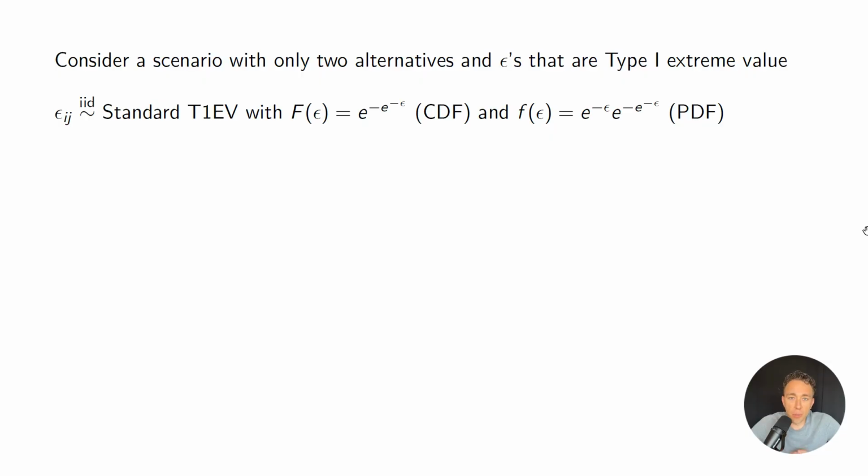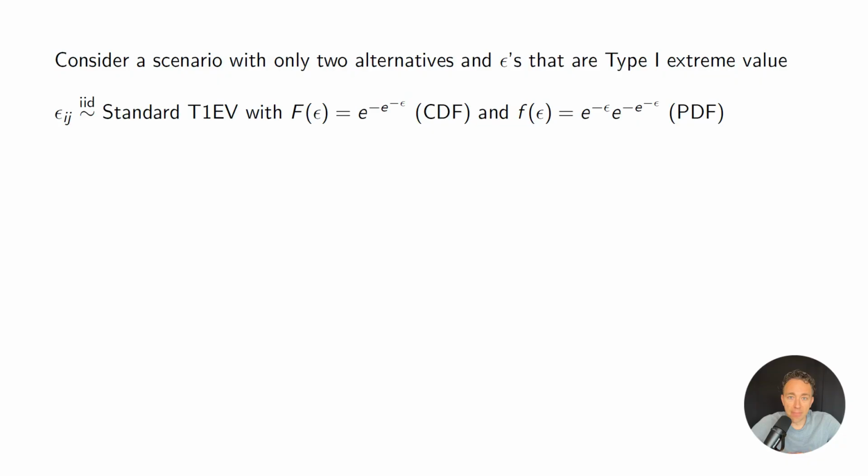Don't worry if the math seems a little intense. I'll walk you through everything that you need step by step. Let's start with a very simple situation, which is we only have two choices, and we're going to assume that the epsilons are drawn from a type 1 extreme value distribution.